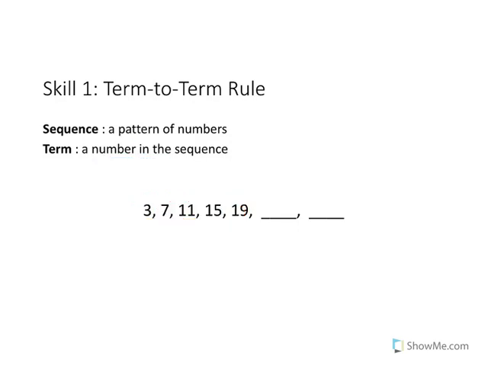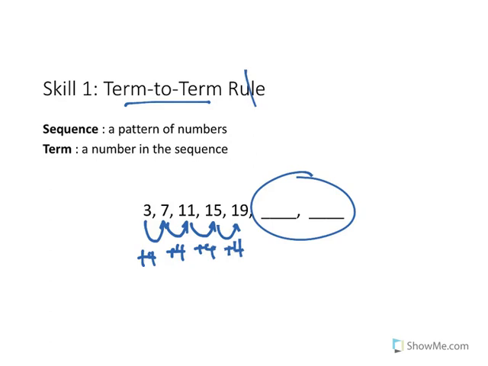Now, to find the term-to-term rule, it's just understanding what we are doing from term to term. In this case, 3 to 7, all we're doing is adding 4. Then 7 to 11, we're adding 4. And then we keep going, we keep following that pattern. Continuing this pattern, what are the next two numbers in the sequence? Pause.